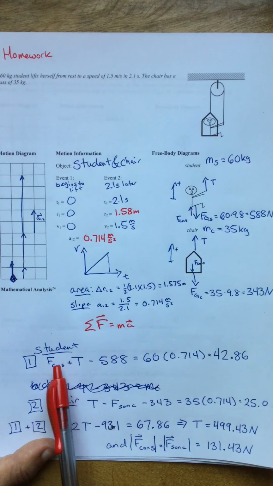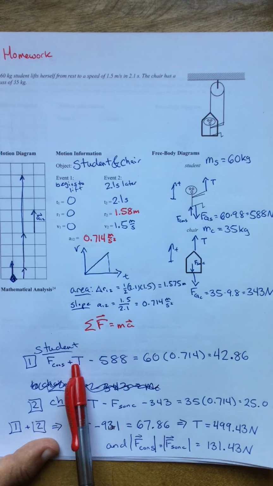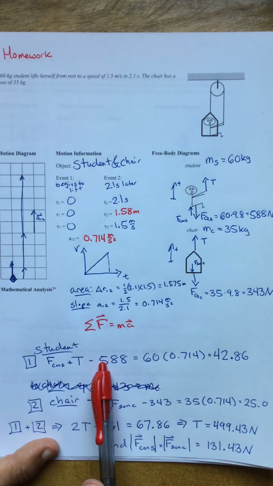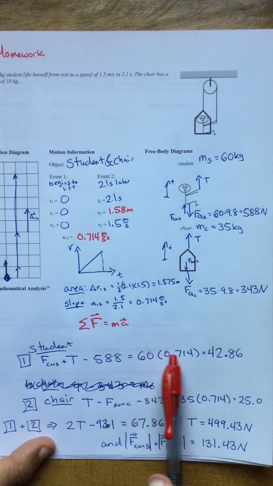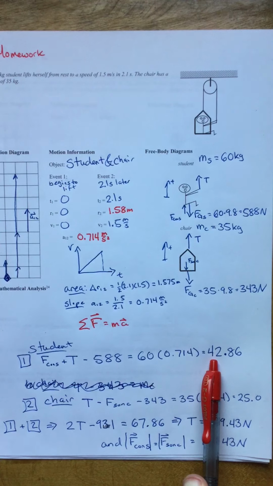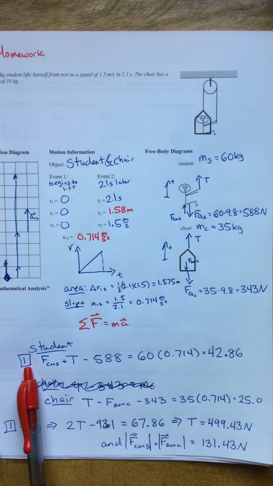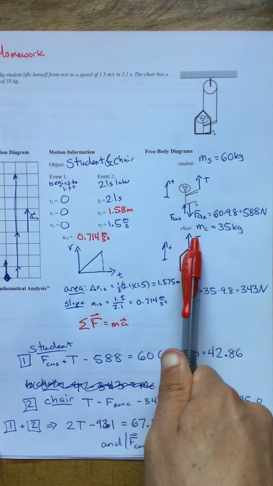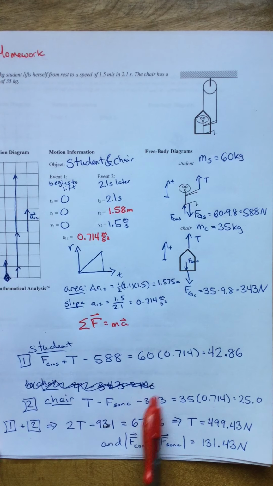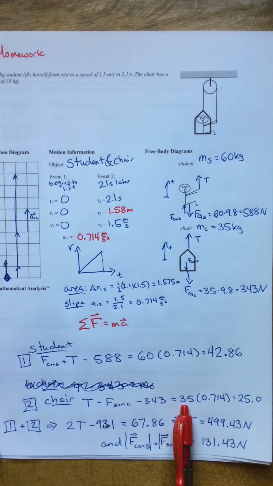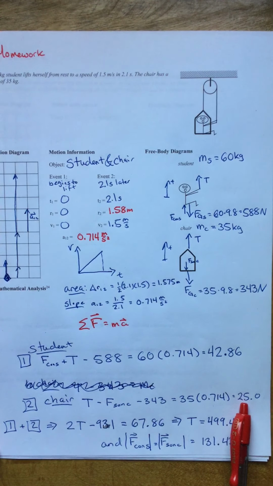For the student, we have force of chair on student plus T, those are going upwards, minus the force of gravity, which is 588 newtons, is equal to the mass of the student times the acceleration, that's 42.86. That's equation 1. For the chair, tension pointing upward minus force of student on chair minus 343, which is the force of gravity, is mass of chair times acceleration, that's 25.0.